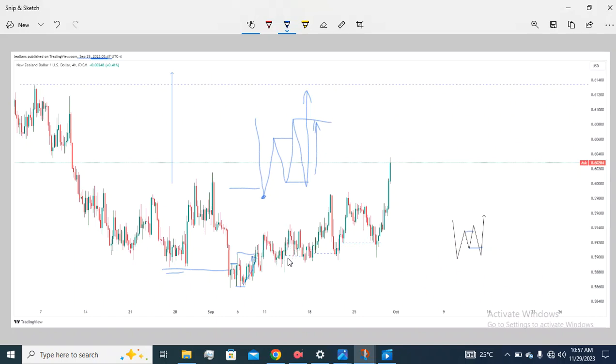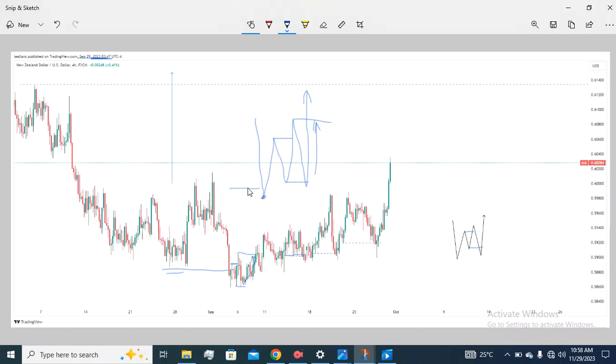So we move right here where I did the marking. I think this is a setup that I found interesting during that time. So here we had a sweep of liquidity, right? Sweep of liquidity creating a stronger high, a stronger lower low.